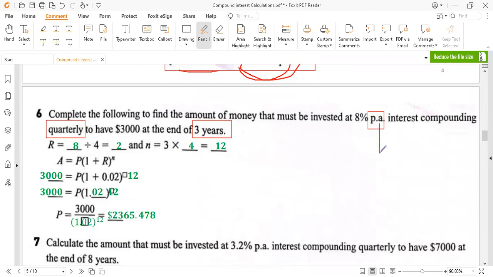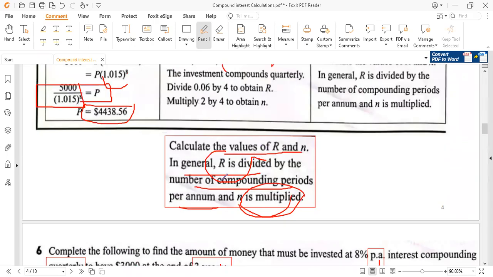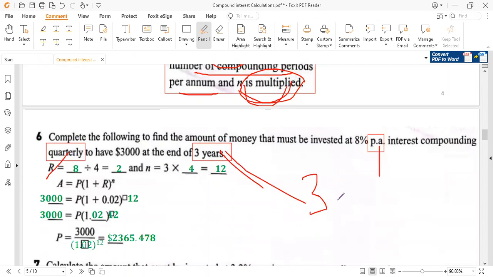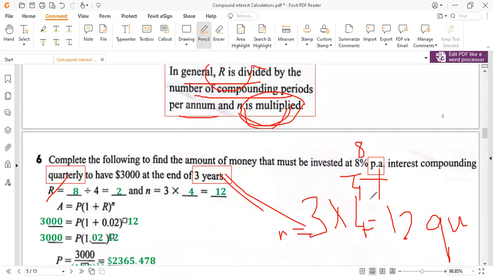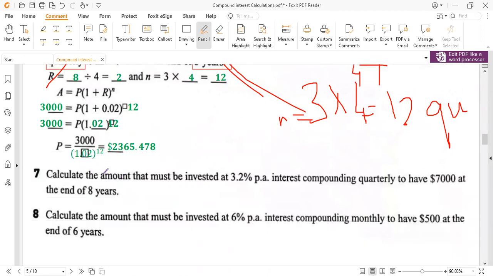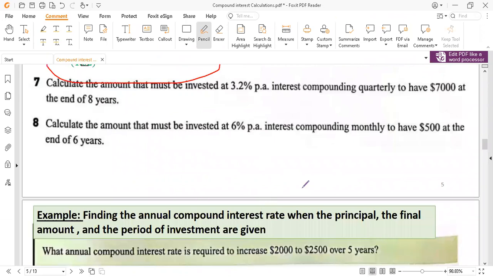The same applies here: we have per annum, we have 3 years, and we have quarterly compounding. For quarterly, 3 years, n is multiplied: 3 by 4 quarters per annum, so 12. Small n equals 12 quarters. The rate per annum, 8%, is divided by 4 to obtain 2% per quarter. So big R is 2 divided by 100, and so on. We put it in the equation to obtain the principal.